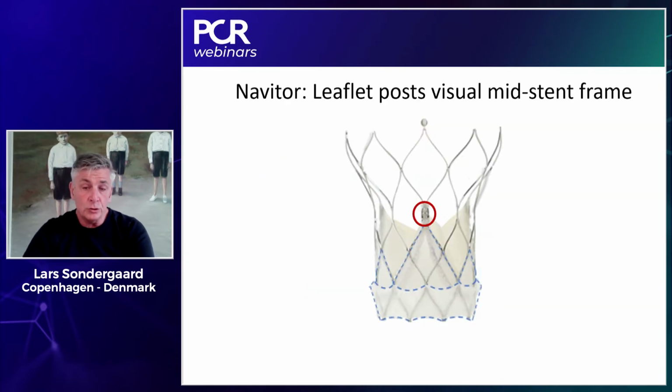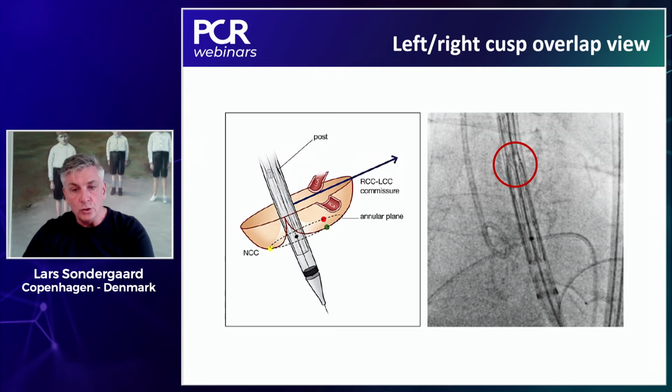So of course you need to know where the leaflet posts are located. And for the Navitar valve, you can see them in the middle of the stent frame. There are 3 posts visible on the stent frame, and they're actually positioned right under these 3 tabs in the outflow part. So as you come around the aortic arch, often in an LAO projection, you go into the ascending aorta and, crossing the aortic valve, you change your C-arm angulation to a left-right cusp overlap view.